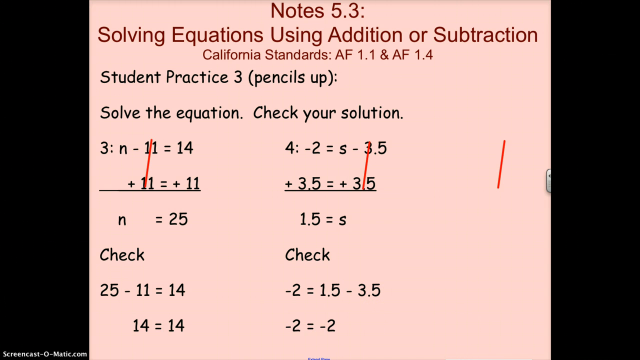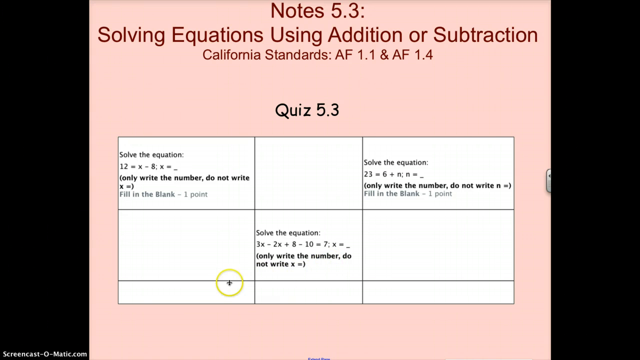That is correct. Okay, go ahead and take a look at the quiz. Notice you're not going to be typing in the check, but I definitely recommend you check your answers before submitting. Also, make sure you don't write x equals, just write the number.